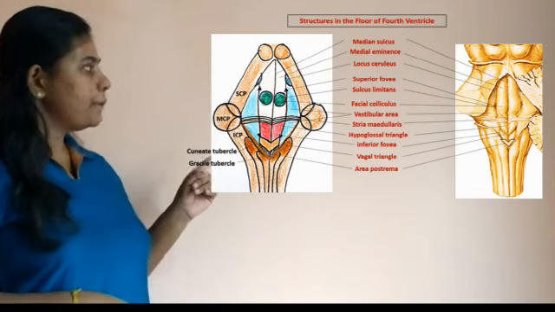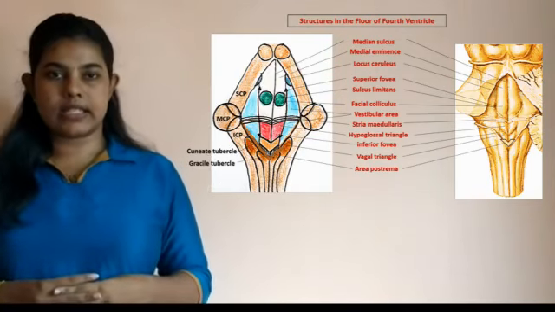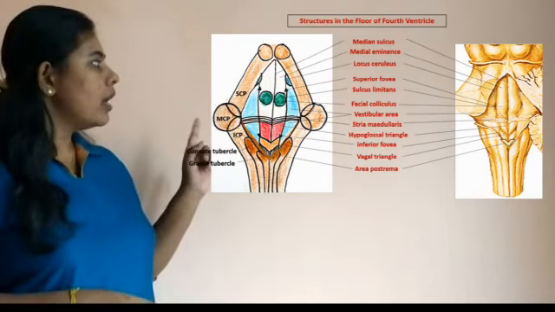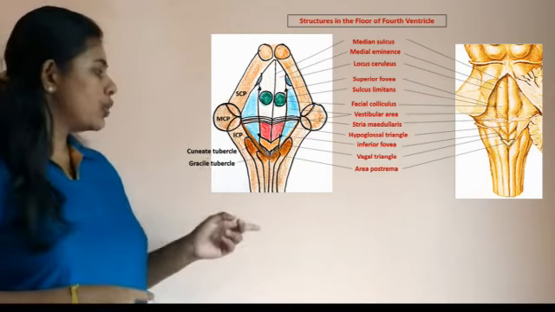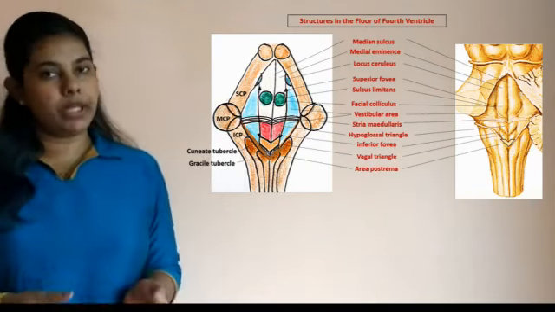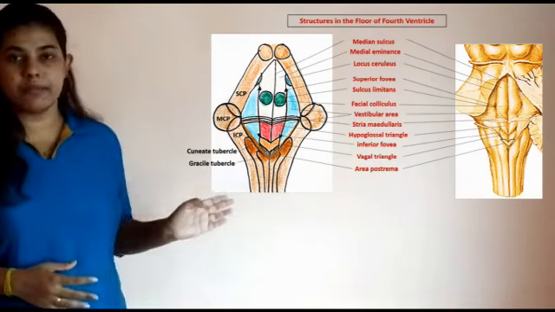You can see the midline groove. It is called the median sulcus. It is formed from the aperture of the aqueduct above to the commencement of the central canal below. On each side of the groove, the floor is symmetrical.